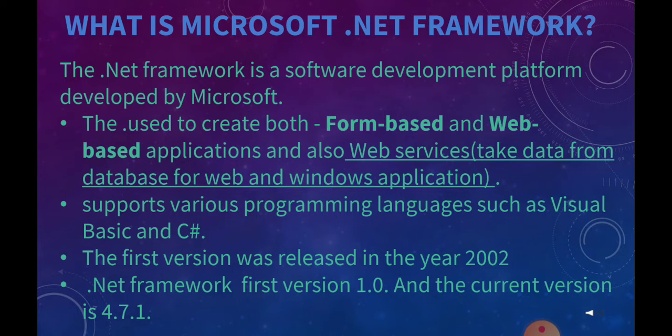The framework also supports various programming languages such as Visual Basic and C#. So developers can choose and select the language to develop the required application. The first version of the .NET Framework was released in the year 2002. The version was called .NET Framework 1.0, and the current version is 4.7.1.